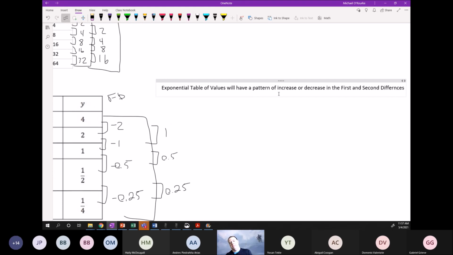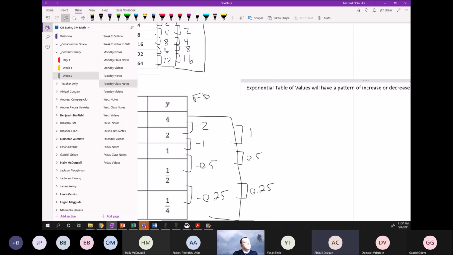Does that make sense to everybody? Are these notes on OneNote as you're doing them, or do you put them in when class is done? No, these go automatically in the OneNote pretty much as I type it. Okay. It'll be in your content library, Tuesday class notes.